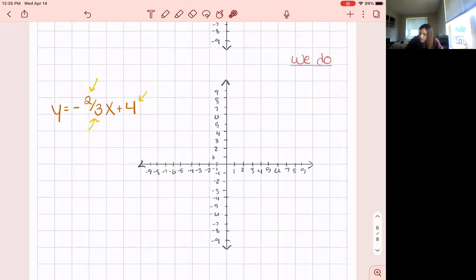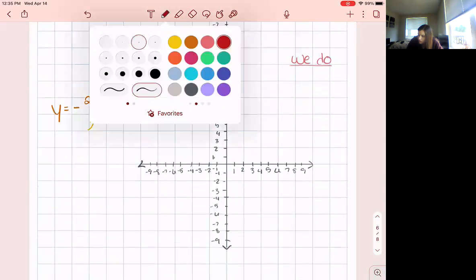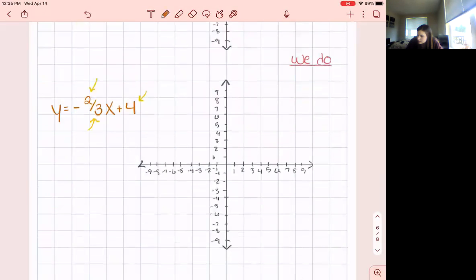Okay, just like last time, I'm going to label the different pieces of this rule. So this +4, that's your B. So that is your Y-intercept, which we also know as our starts with.